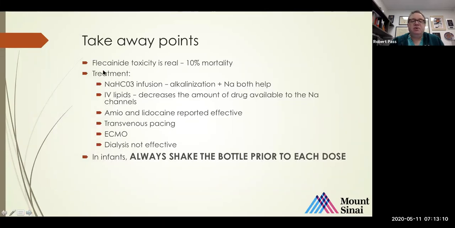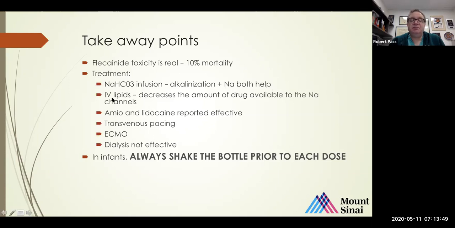So what are the takeaway points? The first point is that flecainide toxicity is real. And if one is toxic from flecainide, there's a 10% mortality in the literature. The treatment of flecainide toxicity is, first of all, sodium bicarbonate infusion to alkalinize the blood, as well as sodium administration. Intravenous lipids are important. They can decrease the amount of drug available to the sodium channels. We have used them before, and in our own experience here at Sinai, they can be effective.